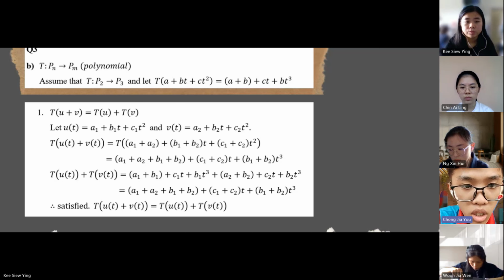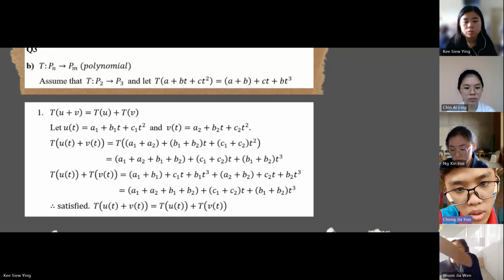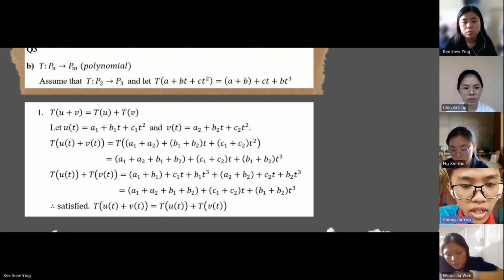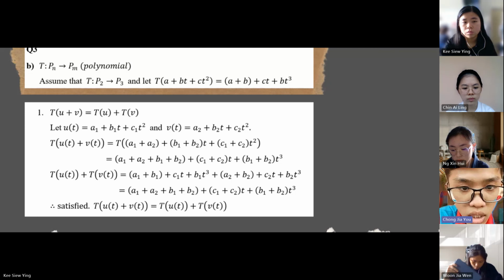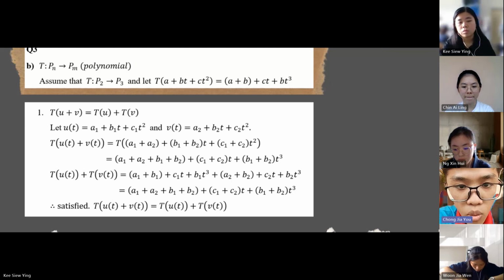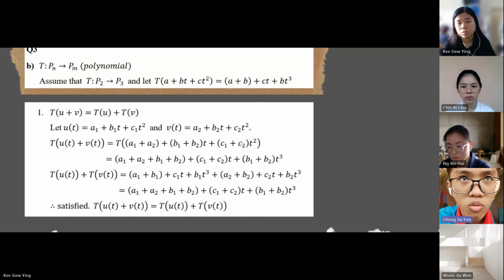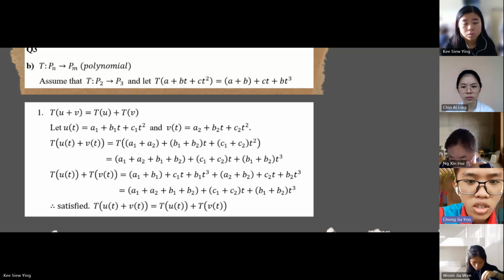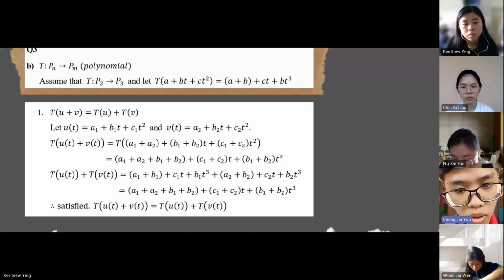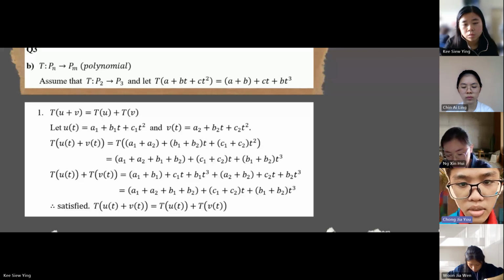Then we need to prove T(V + U) equal to T(V) + T(U). First, I will prove the left-hand side, which is T(U(t)) + T(V(t)). Then we expand a1 and a2, and mix them up together. So we will get (a1 + a2) + (b1 + b2)t and (c1 + c2)t². So we combine the coefficients by degree. We expand it and get (a1 + a2) + (b1 + b2 + c1 + c2)t + (b1 + b2)t³.